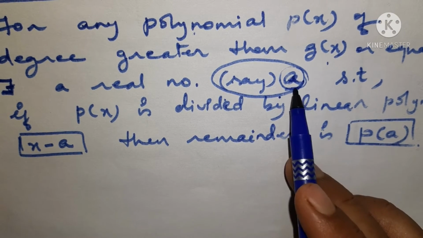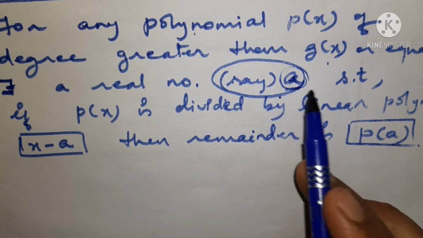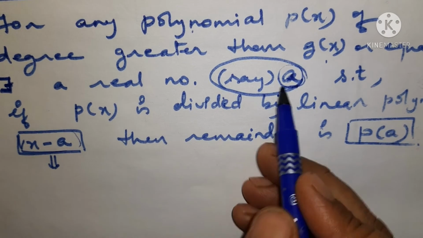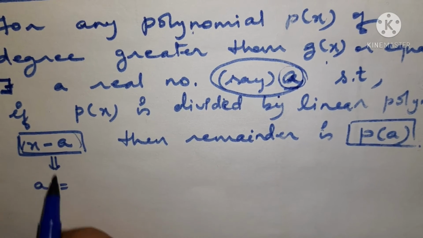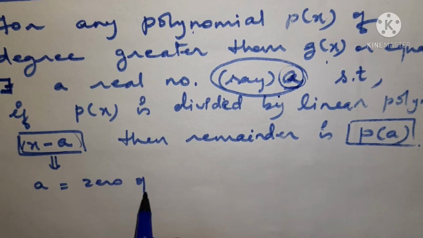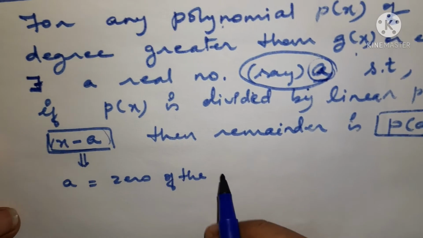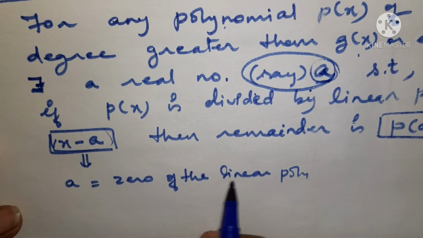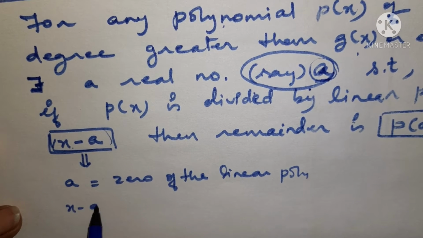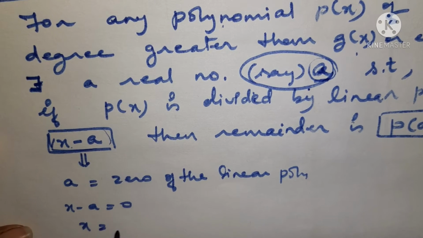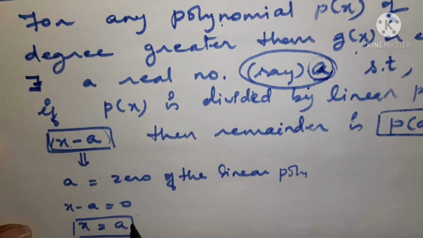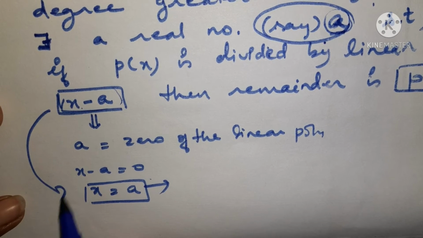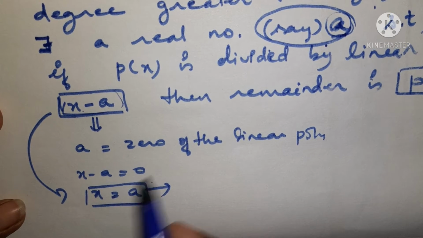If I am saying a, this real number a is going to be the 0 of this linear polynomial. If we are considering this a, it means a will become what? It is actually the 0 of the linear polynomial. That is why, for x minus a, if you put 0, you get x is equal to a, which means that this is either the root of this polynomial, or the 0 of this polynomial.